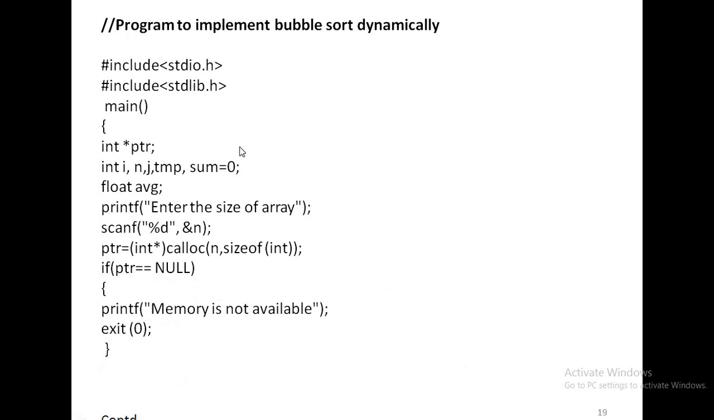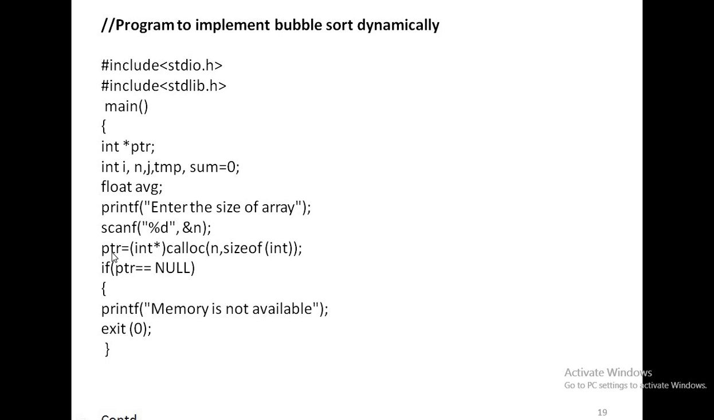Implement bubble sort dynamically. To implement bubble sort dynamically, only the initialization of the array and getting the values are dynamic. Then the bubble sort logic is no longer dynamic, it is simply logic. So here I have not declared any array. Instead I have declared a pointer to integer variable. Then float average is not required over here. Enter the size of the array, as much as the user wants to sort. Suppose the user wants to sort 10 elements, so the array will be created dynamically for 10 elements only.